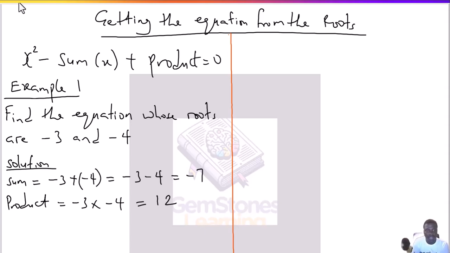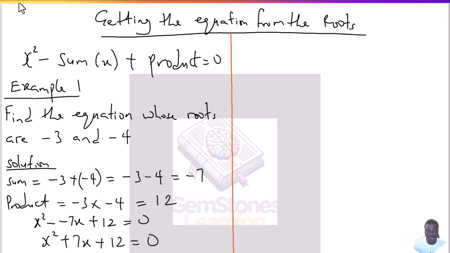So put it into the equation. We're going to be having x squared minus, what is my sum? Minus 7x plus, what is the product? 12 equals to 0. But we have minus and minus. So minus times minus will become what? Positive. That makes it x squared plus 7x plus 12 is equal to 0 as my equation. So if I solve this equation, I'm still going to get back minus 3 and minus 4 as the roots of my equation. Let's see another example.